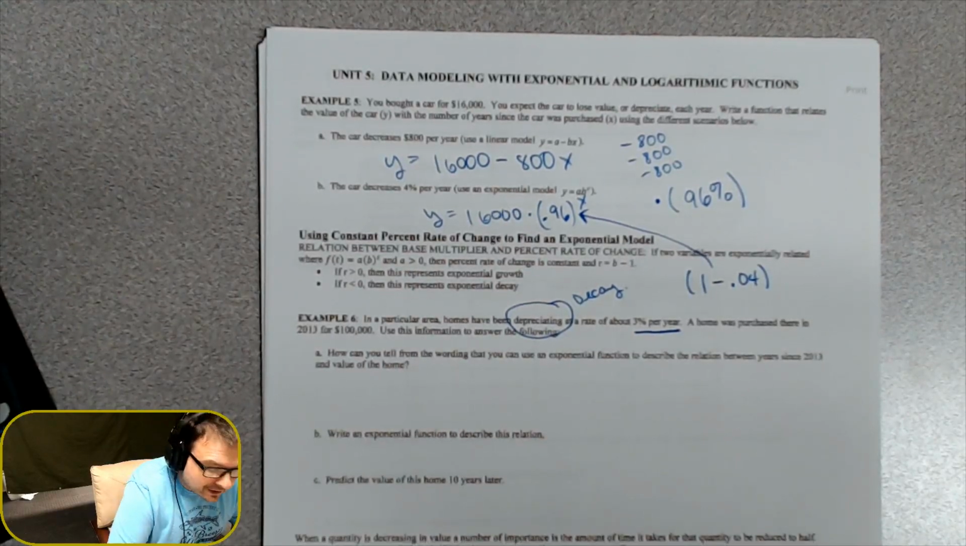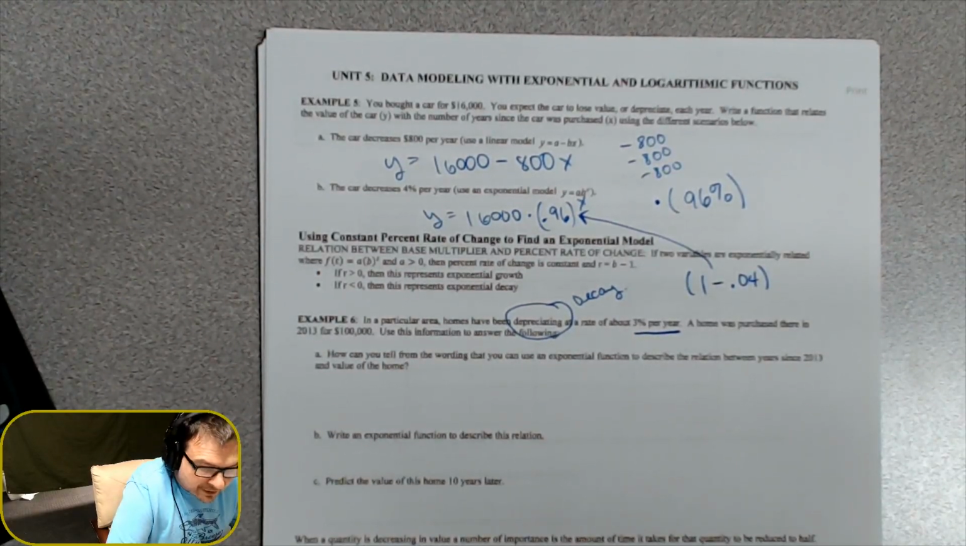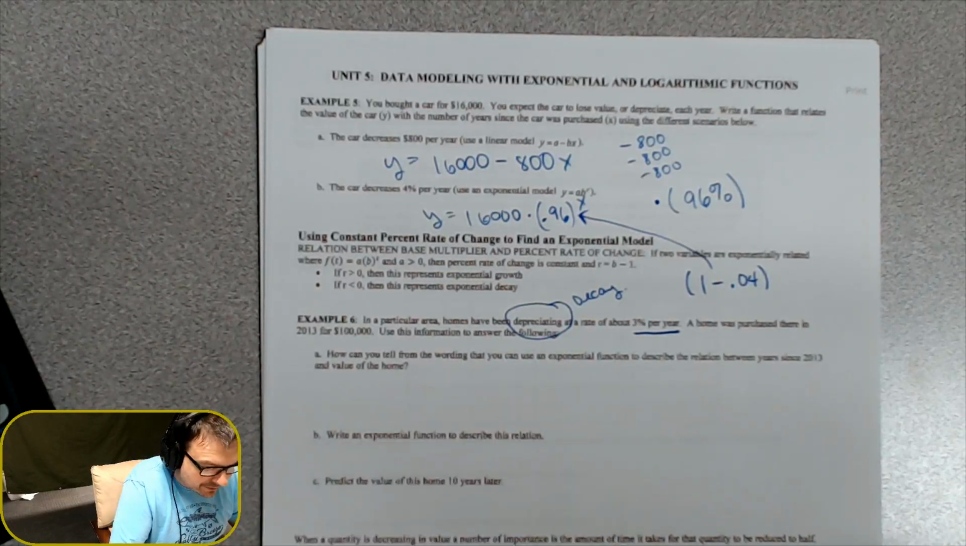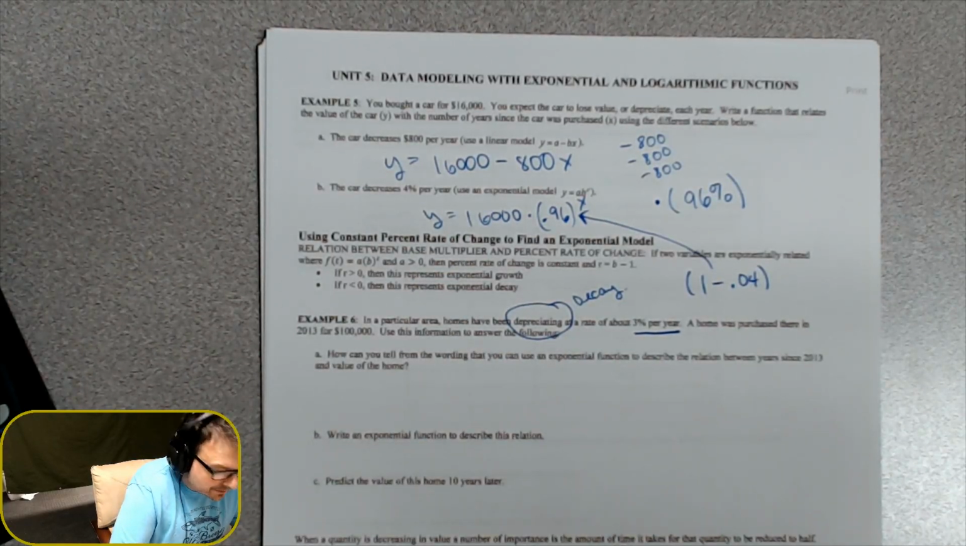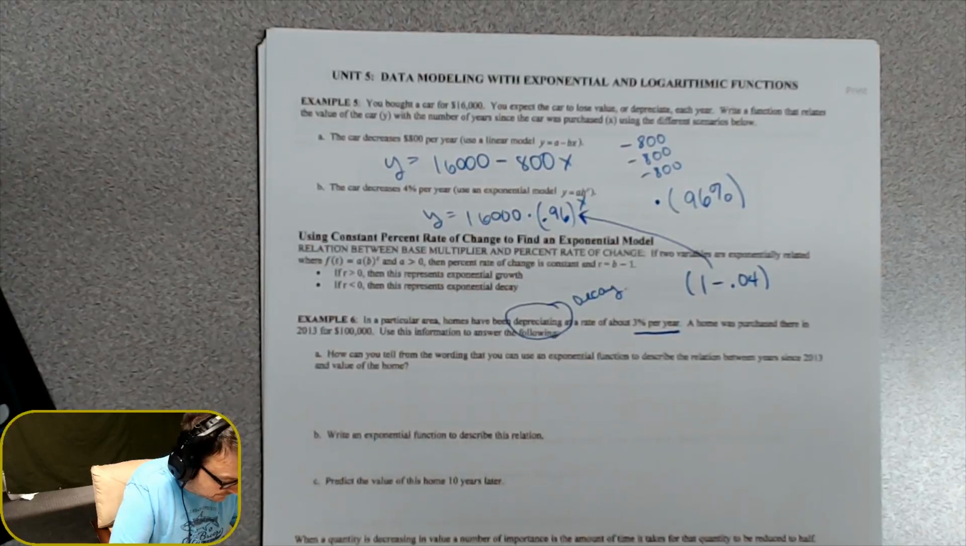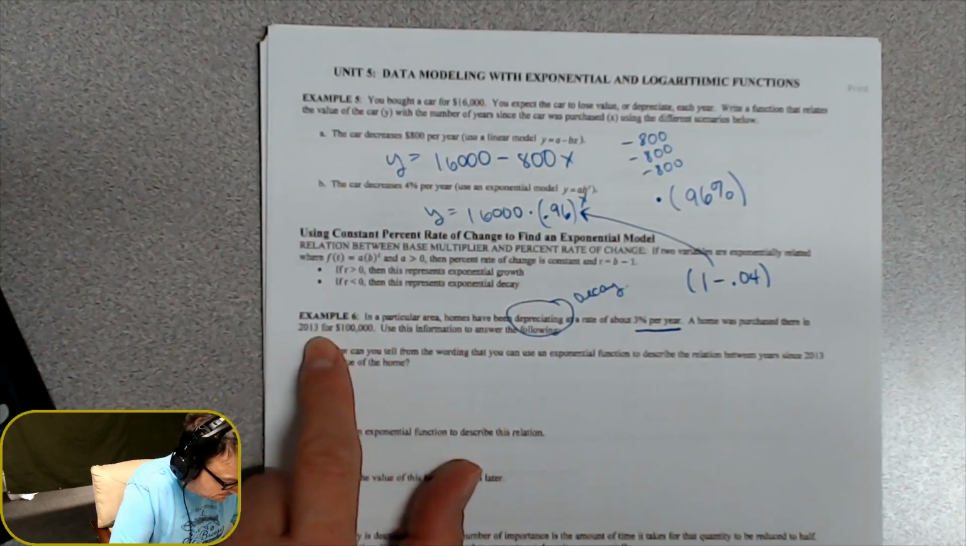When it's a percentage, we're not adding or subtracting. Remember, when you buy something at the store and it's 20% off, they take the price and they multiply it by 0.2. If it's 25% off, they take the price and multiply it by 0.25. Remember, percentages are always multiplied. So there's another hint that we're dealing with exponentials right there. So let's see what we got.